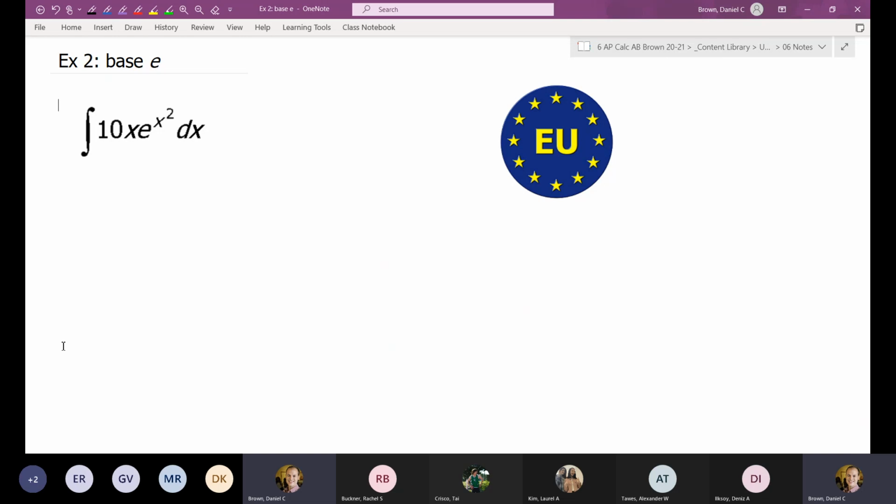And then I have kind of a separate problem for the third example we'll look at. Yes? What kind of graph would that even be? Like, I have no idea.